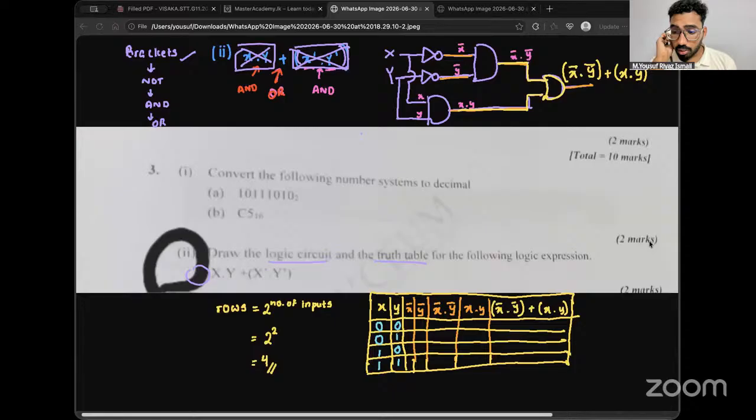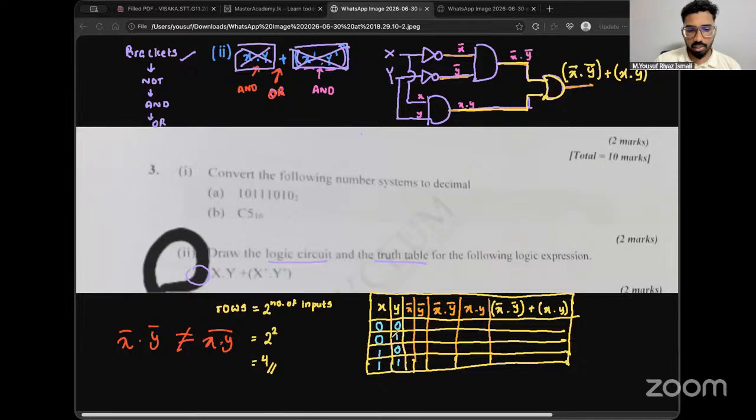Without separately drawing the NOT gate for X and Y, can't we draw the NAND gate for it all together? No, it is not the same. Keep in your mind, X dash dot Y dash is not equal to X dot Y whole thing dash. These are two different things. If you draw the truth table, you'll notice the truth table for this and the truth table for this will be different. You can draw and see. I'll show it later.